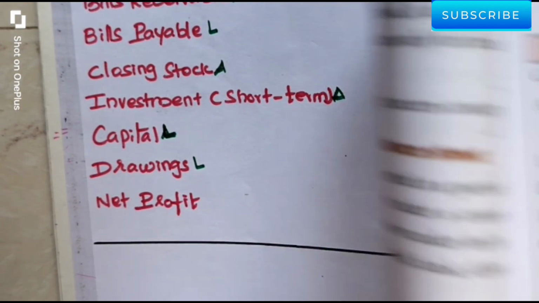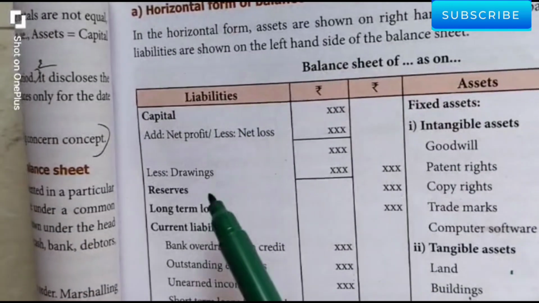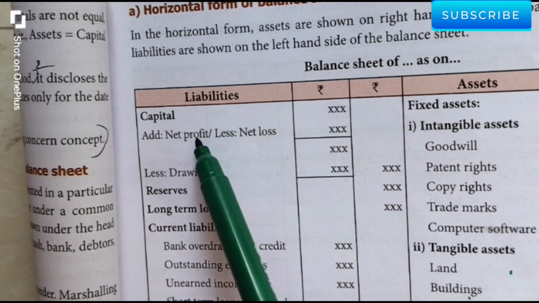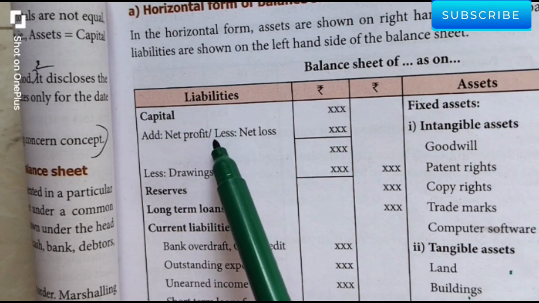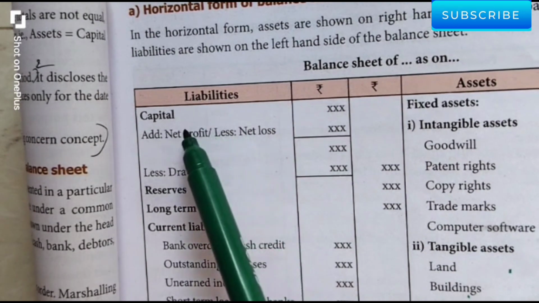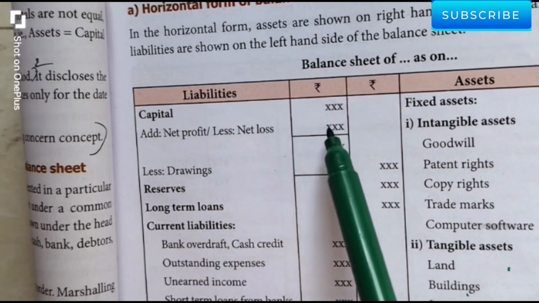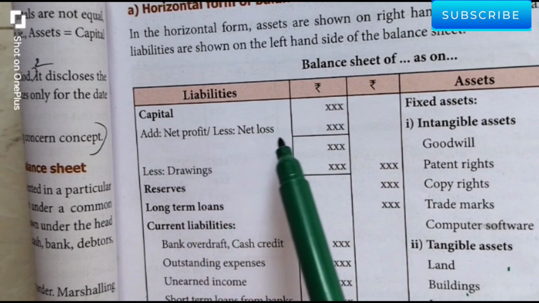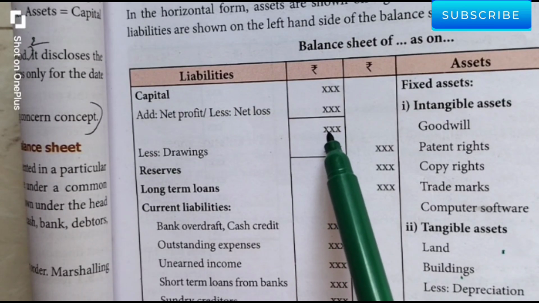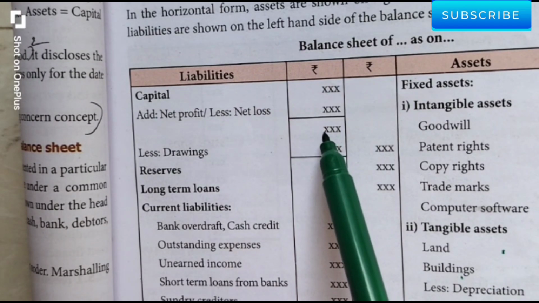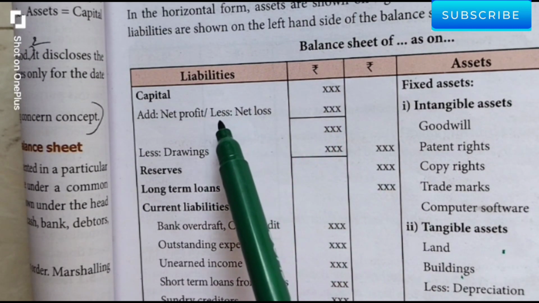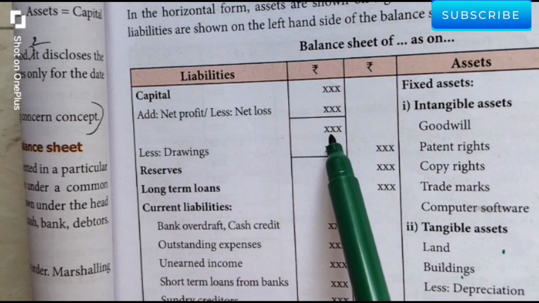Net profit comes under, listen, we have some calculation with capital. You have to add net profit to capital, or if you get a net loss, you have to subtract the net loss from capital. After adding or subtracting the net loss or net profit from capital, you will get the value. That value you have to enter into the inner amount column. After subtracting or adding, you will get the capital value.